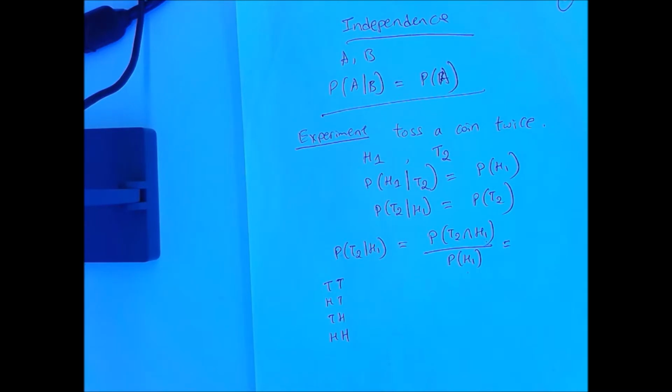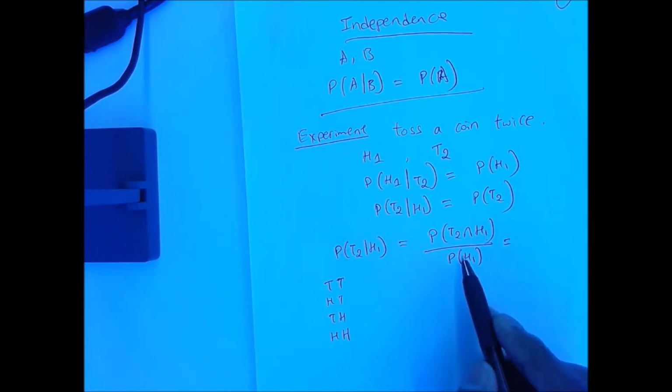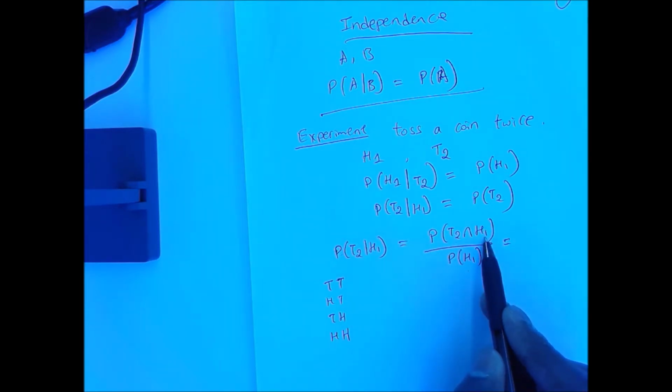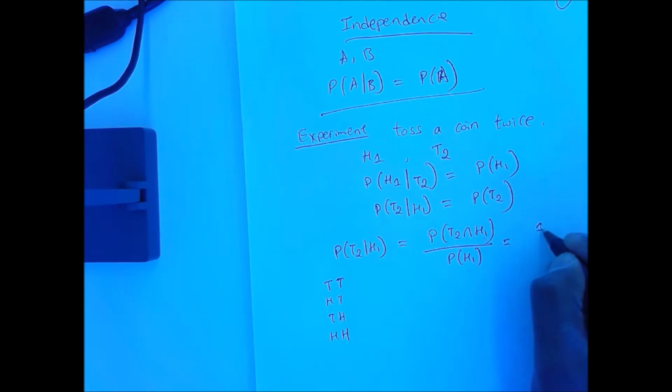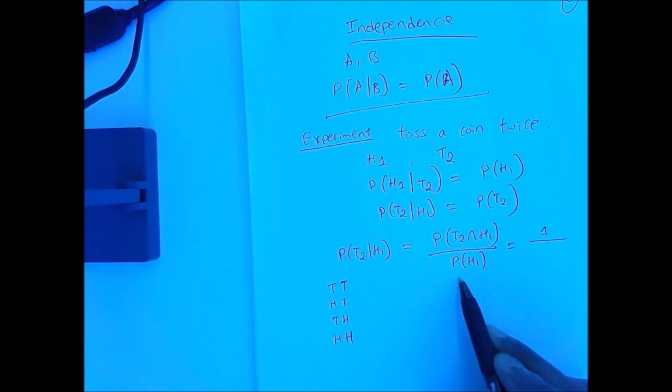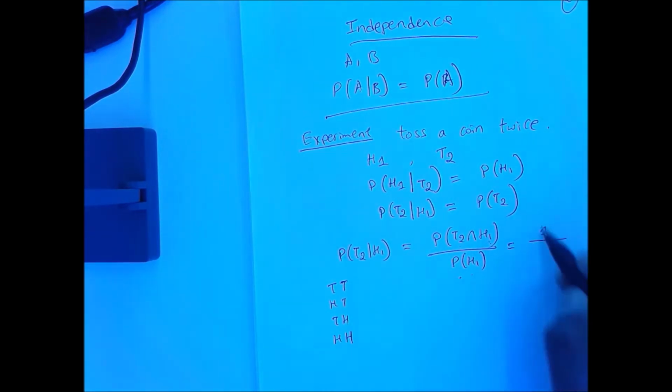Yeah. One, right? Because what this says is the second toss is tails and the first toss is heads. So there's only one outcome in that set. How many elements are in here? 2. So that's half.